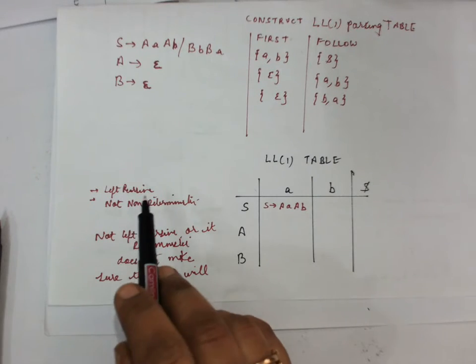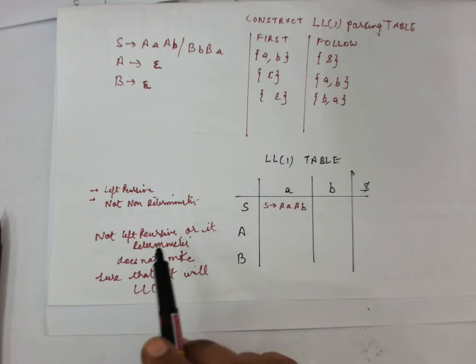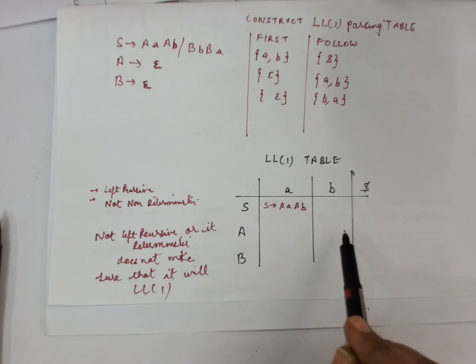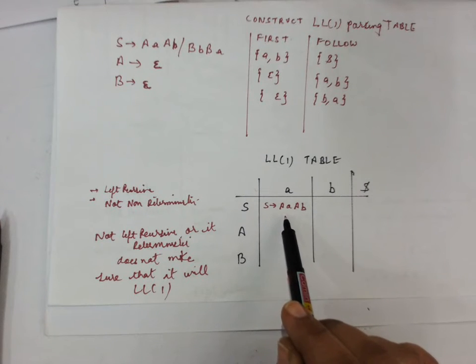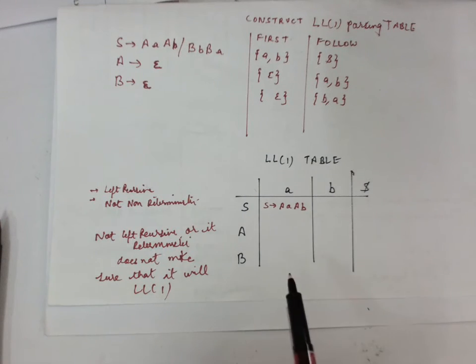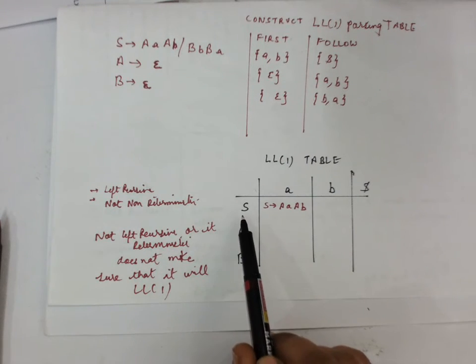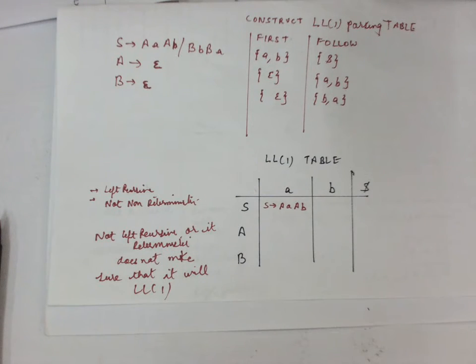Okay, so if it is left recursive and non-deterministic then it won't be LL1, but if it is not left recursive and it is also deterministic, then also it is not sure that it will be LL1. Okay, and how will we find that this is not LL1? If in the parsing table that we have generated there are multiple entries in a slot, then that means this is not LL1, because it is predictive parsing. So for every non-terminal and the corresponding terminal, there should be one production rule.